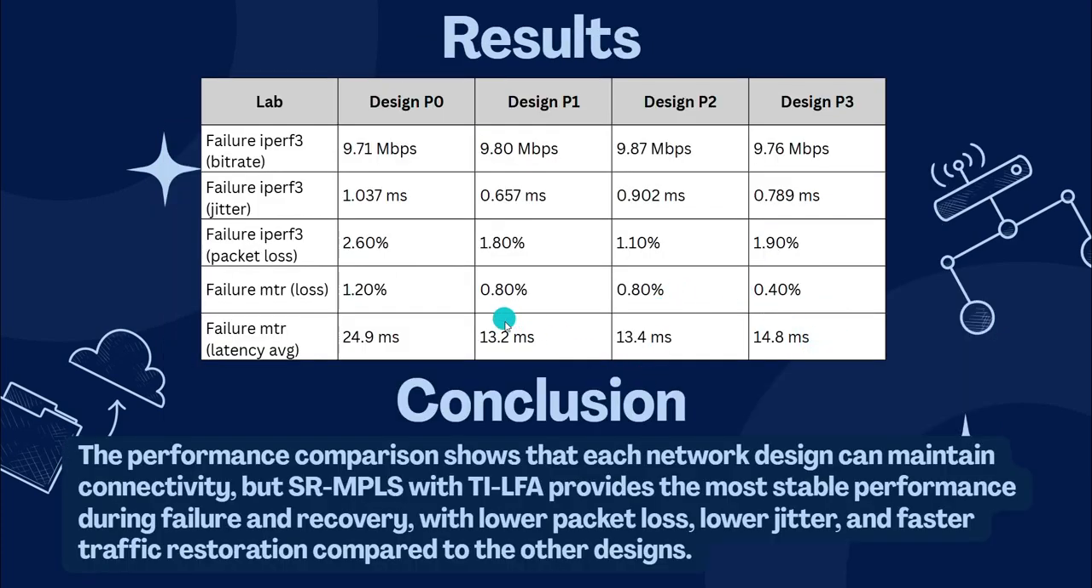And as the result, our conclusion is that the performance comparison shows that each network design can maintain connectivity, but segment routing MPLS with TI-LFA provides the most stable performance during failures and recovery, with lower packet loss, lower jitter, and faster traffic restoration compared to the other designs, because it has the capability to calculate the alternative paths before the failures happen.